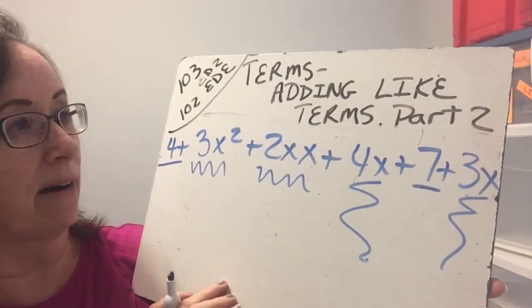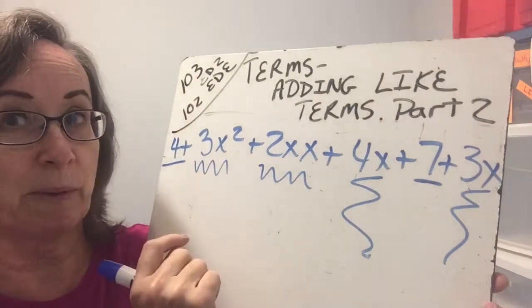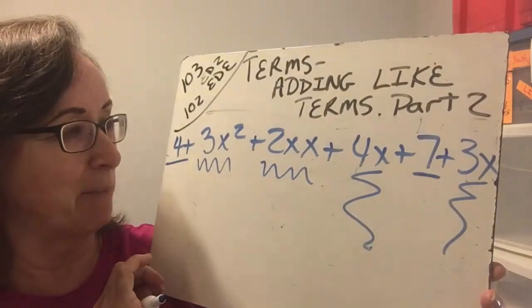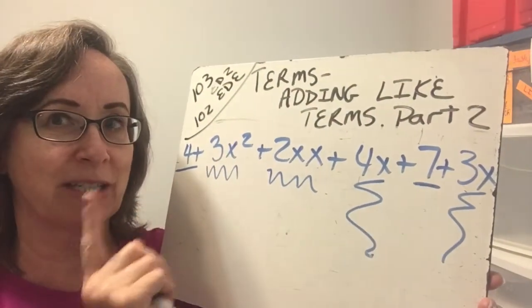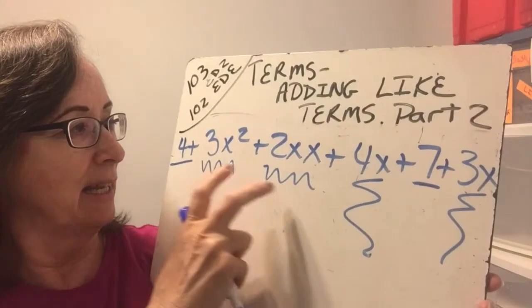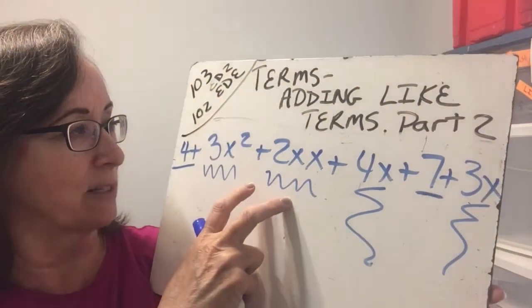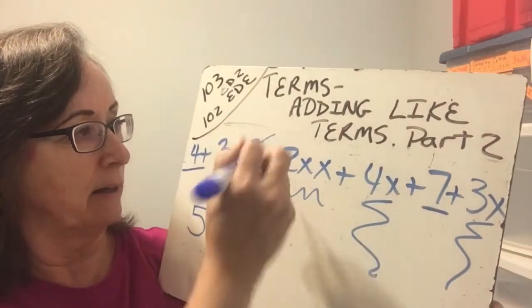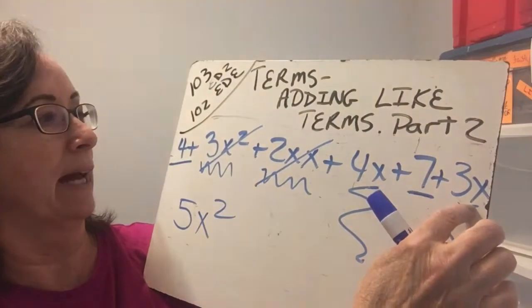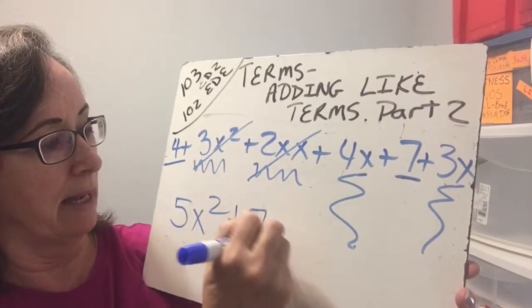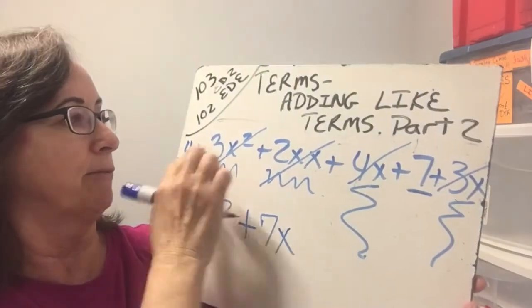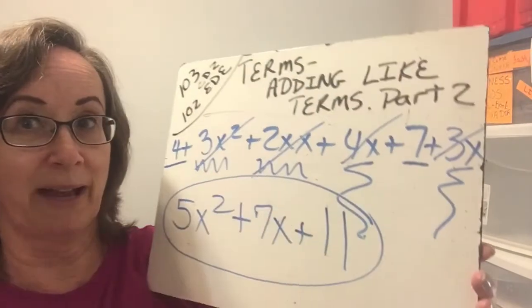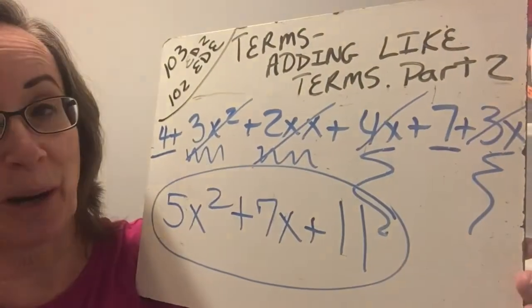So let's add our x squareds first, because we would normally go in descending order of the variable. And that means we're going to take the highest powers first and then move down. So we've got 2 that are like terms with x squared. So 3 plus 2 is 5x squared. And then we have a 4x and a 3x, which is a 7x. And we have a 4 plus a 7, which is an 11. And there we have our last example, and now it's time for our practices.